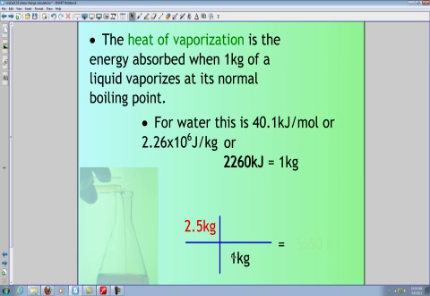Kilograms are going to cancel that way. And then the top half has to be the other half of that conversion factor. So kilogram on the bottom, kilojoules on top. We actually calculate that out. The kilograms are going to cancel. We're going to be left with units of kilojoules.